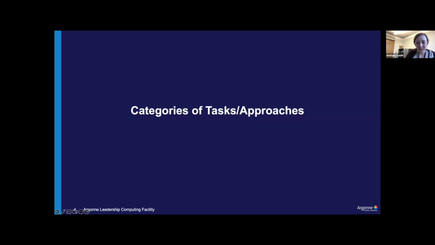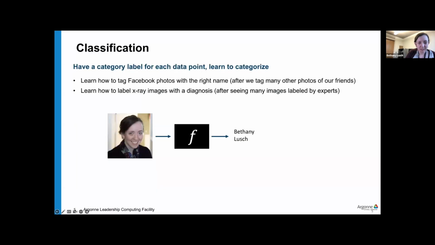And I'm going to talk about some broad categories. What we've been talking about so far primarily has been classification. So you have a category label for each data point, like you have a lot of images and you learn how to categorize a new image. A science example could be labeling X-ray images with a diagnosis.